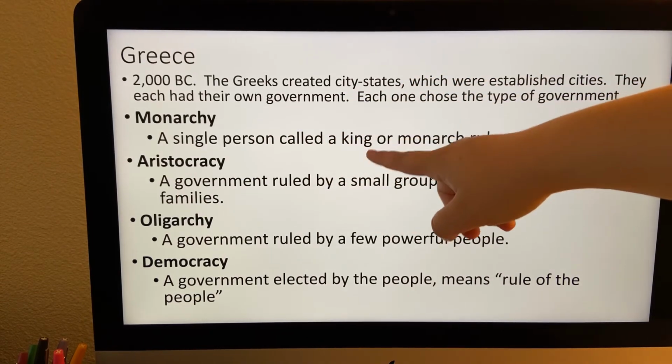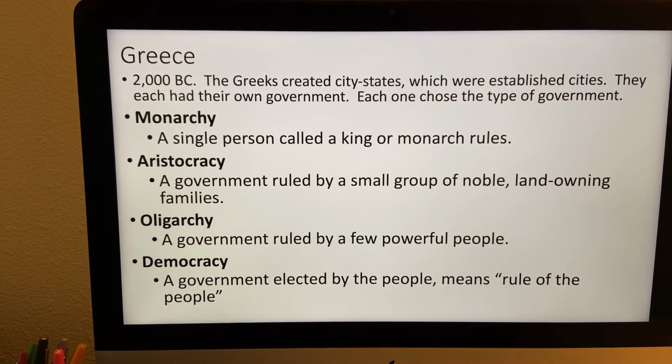So we have the monarchy, where one person called a monarch rules. Monarchy, king or queen, generally. An aristocracy is a government that's ruled by a small group of land-owning noble families. An oligarchy is a government that is ruled by a few powerful people. And a democracy is a government that is elected by the people, and it means rule of the people. Demokratia is the Greek word for democracy, and it literally means rule of the people.